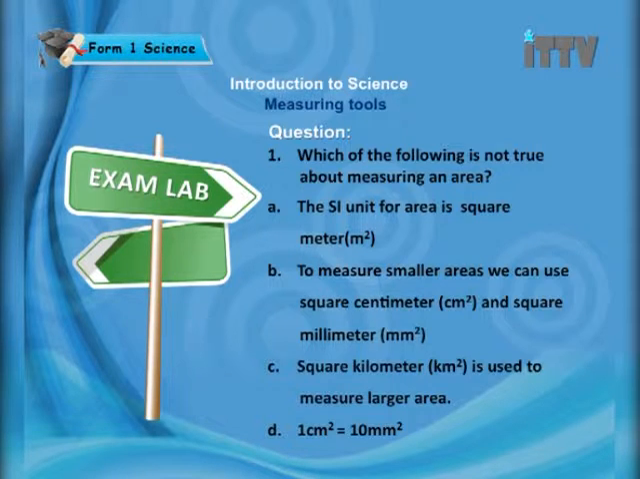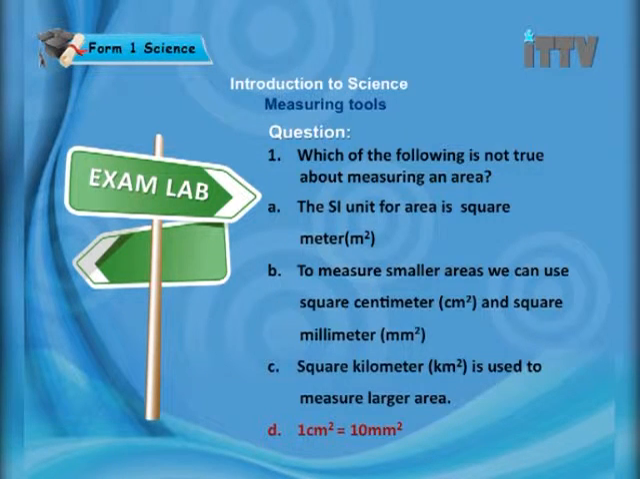The SI unit for area is square meter. Now that is true. What about B, C and D? Let's see the correct answer. The correct answer is D. 1 square centimeter is equivalent to how many square millimeter? It is 100 square millimeter. This is the correct answer. So D is not true regarding measuring tools of an area.